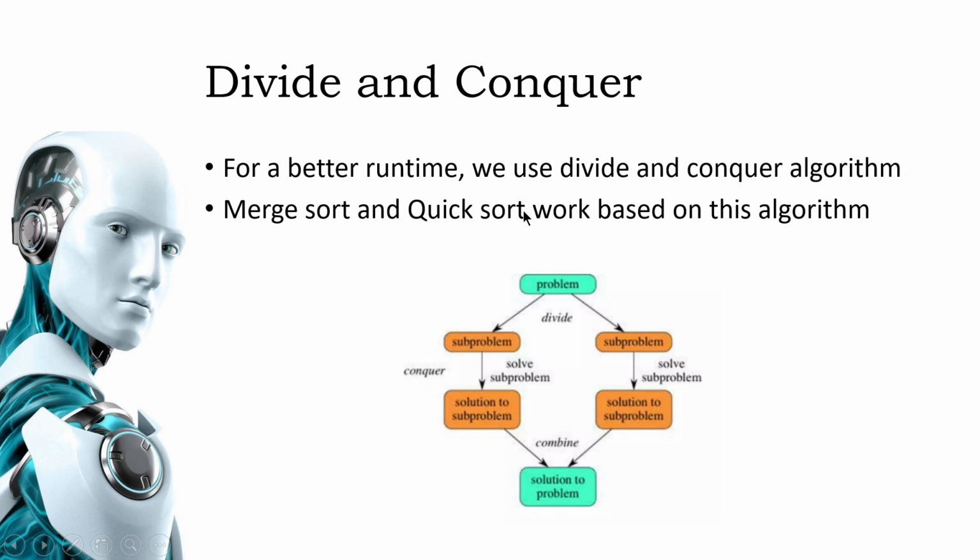Merge sort and quick sort work based on this algorithm. We are going to discuss next what is divide and conquer. We are dividing the problem into two subproblems which are similar. The point to be noted is that they are similar, and then the solutions to those subproblems are calculated, then combined to find an ultimate solution to the actual problem.